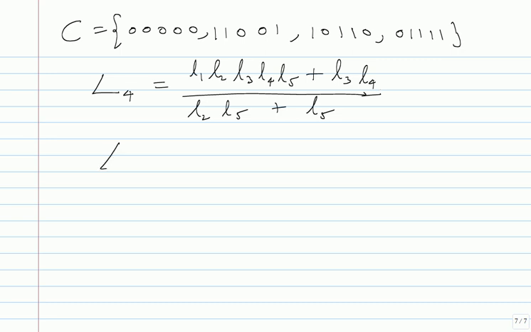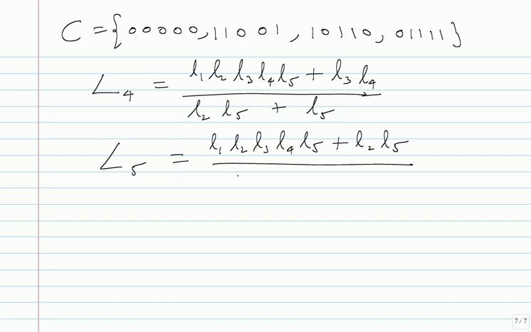So what is L5? Capital L5. Again, the first term is very easy. L5, and then the next term would be L2, L5. The denominator you have L3, L4. Plus L5, am I right?